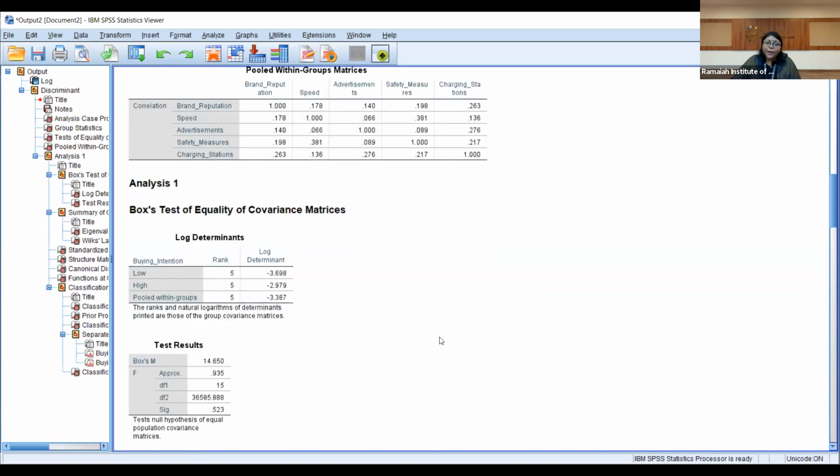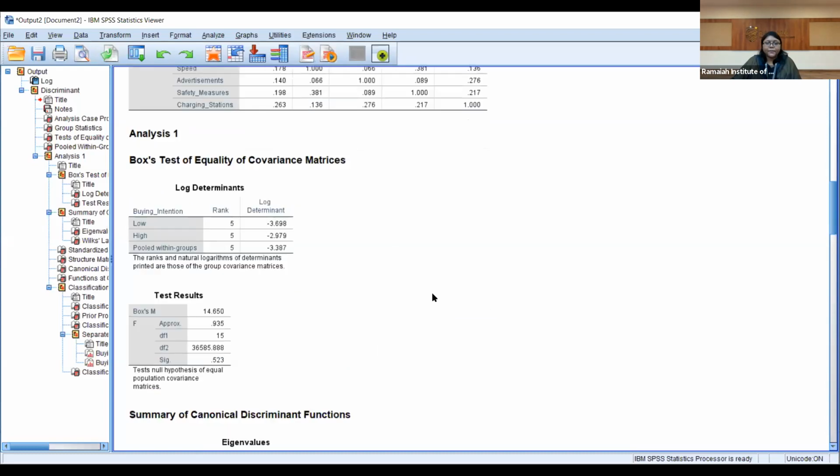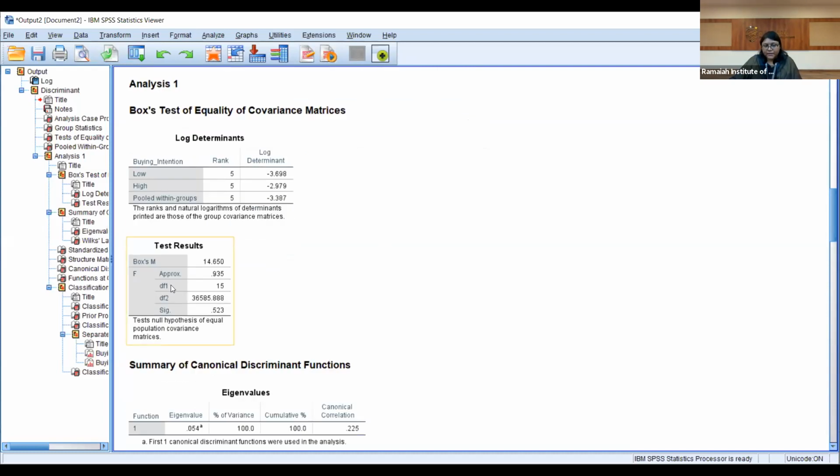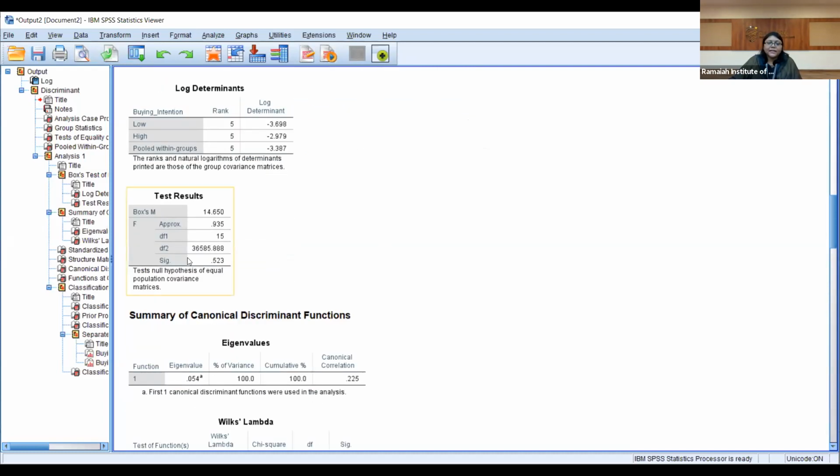The next one is the box test of equality of covariance matrices. Now this table is not important. The most important table is this one, the Box's M test results. In this case, the first thing that we check is the significance value. Here, the significance value is 0.523. According to the 95% confidence interval that we have considered, it should be less than 0.05. Well, the value is much exceeding 0.05. So according to this Box's M test result and the hypothesis that we have taken, we will reject our null hypothesis.